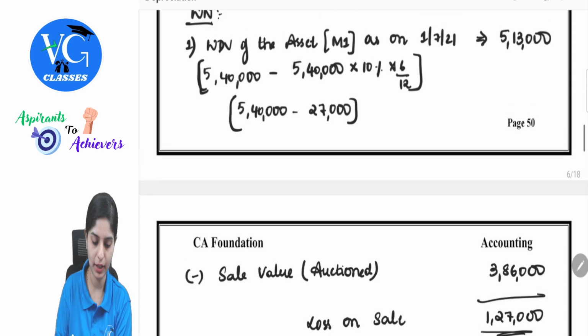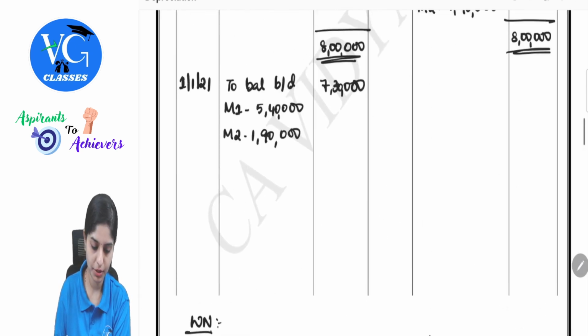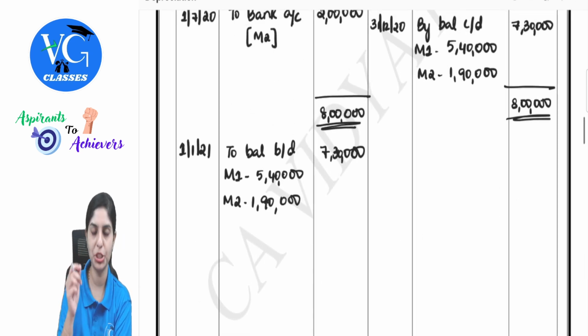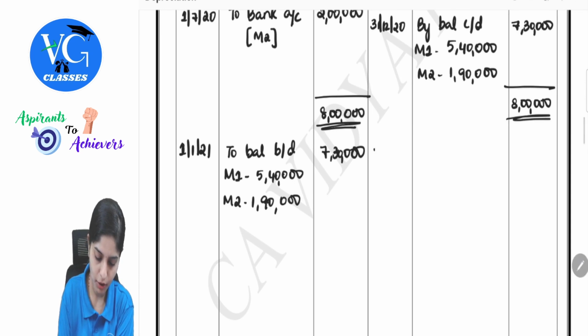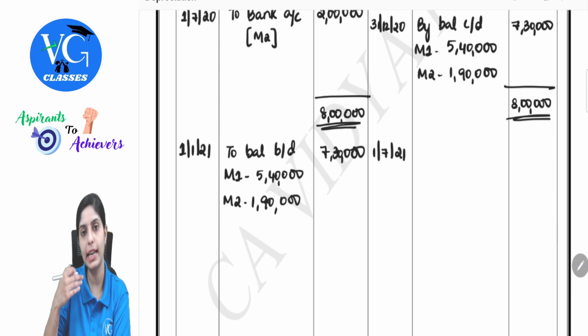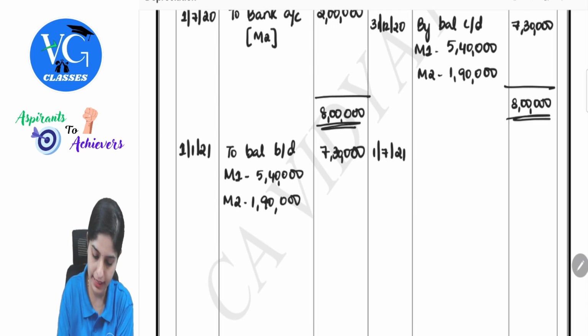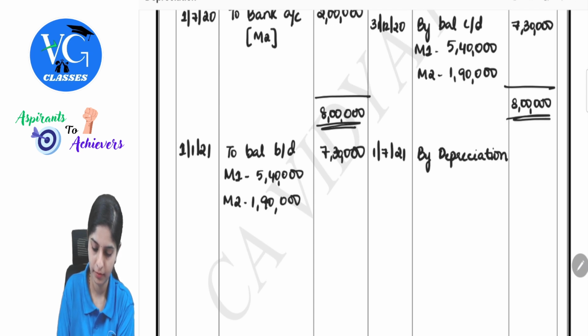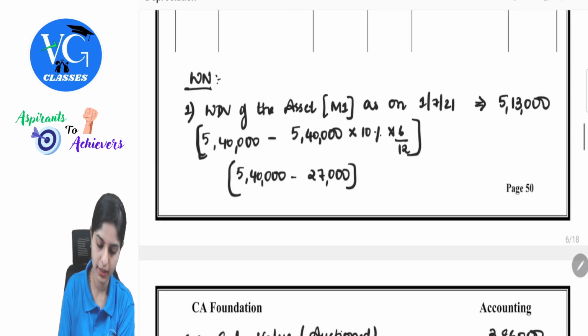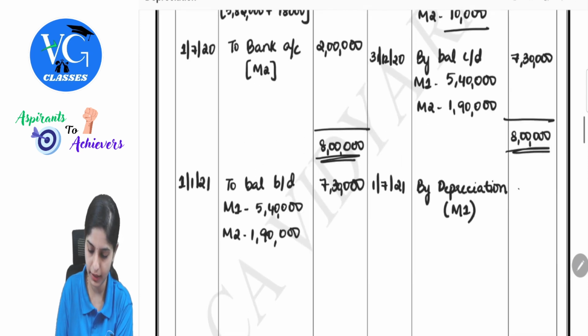Now this needs to be recorded, whatever items which we considered with respect to machinery 1. See, first of all, on 1st July 21, since the asset is getting sold, I will record the depreciation until that particular date. By depreciation, M1, 27,000 is what we calculated.